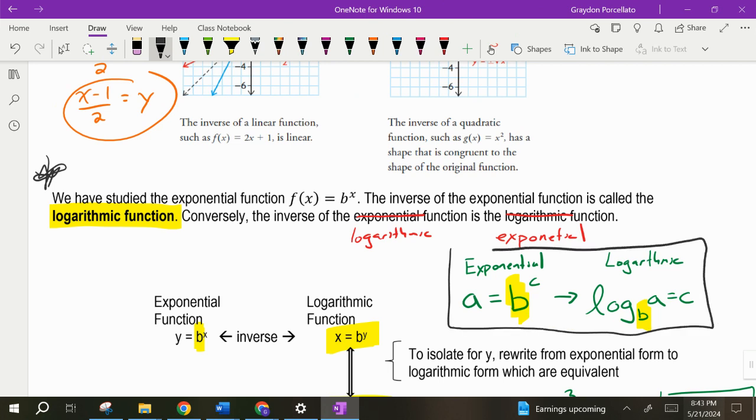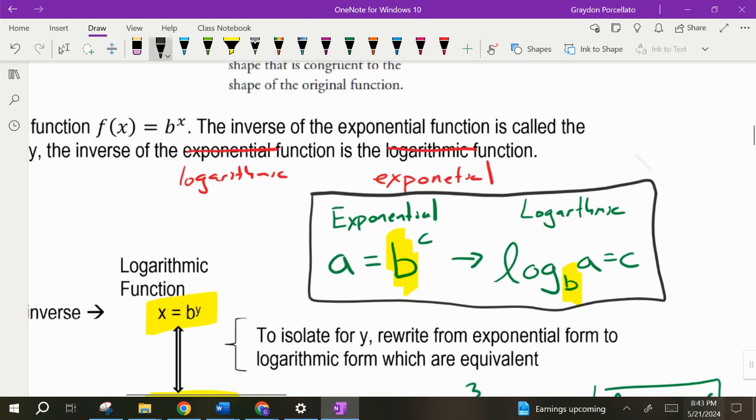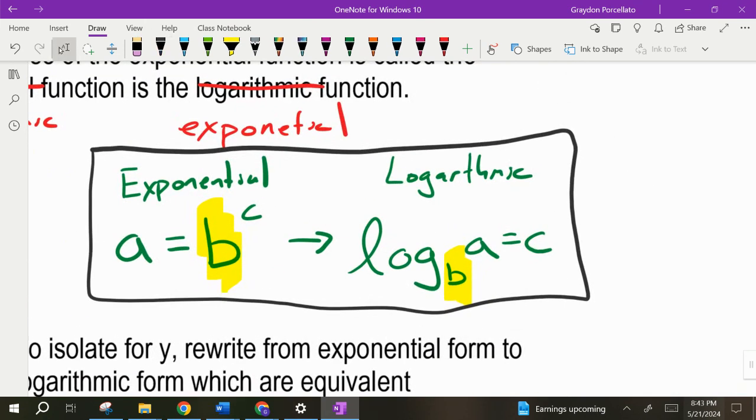Okay, so exponential and logarithmic form are two different ways of writing the same thing. These two expressions are equivalent. Okay, they're equal. So a equals b to the power of c is equivalent to, or the same as, the log of a base b equal to c. Those two expressions are equivalent.